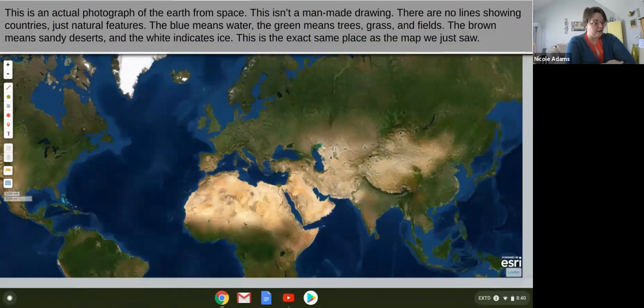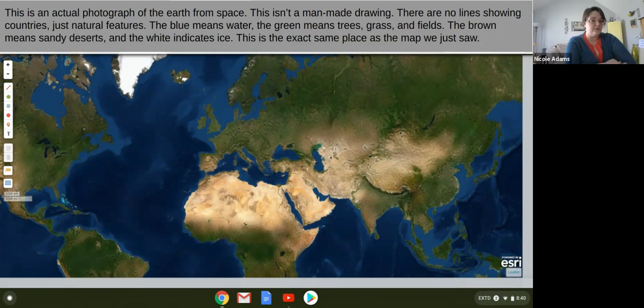This is a satellite image of the world from space. The first map that we looked at is actually a drawing. Maybe computers drew it, but it's still considered a drawing. This is an actual photograph from space. I think it's so incredible to see the world as it actually is from space. No one made this map, but map makers have made maps like the political map we looked at.